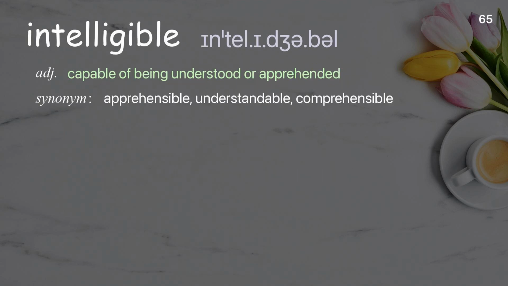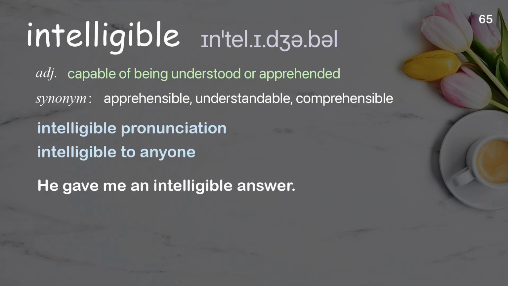Intelligible. Capable of being understood or apprehended. Examples: Intelligible pronunciation. Intelligible to anyone. He gave me an intelligible answer.